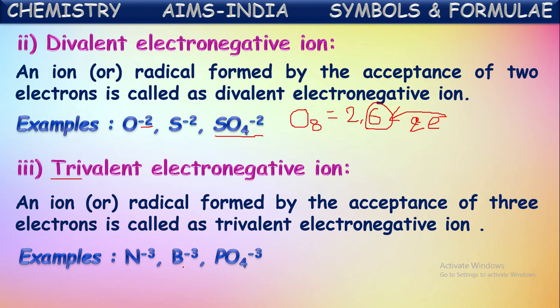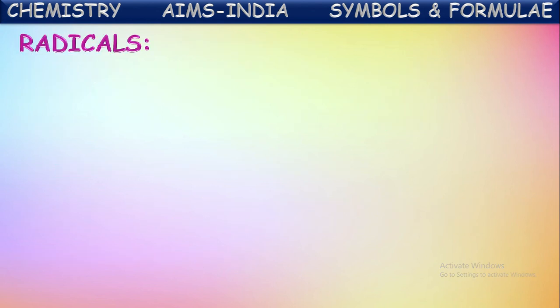This is boron ion. This is nitrogen ion, which are called nitride, boride, phosphate. These all are formed by accepting 3 electrons from the outside. By the acceptance of 3 electrons, they acquire 3 units negative charge. Thus, these are called trivalent electronegative ions. So these are the ions which are formed by the gain of electrons and hence are called electronegative ions or anions. Now let us see one more kind of ions which are called radicals.